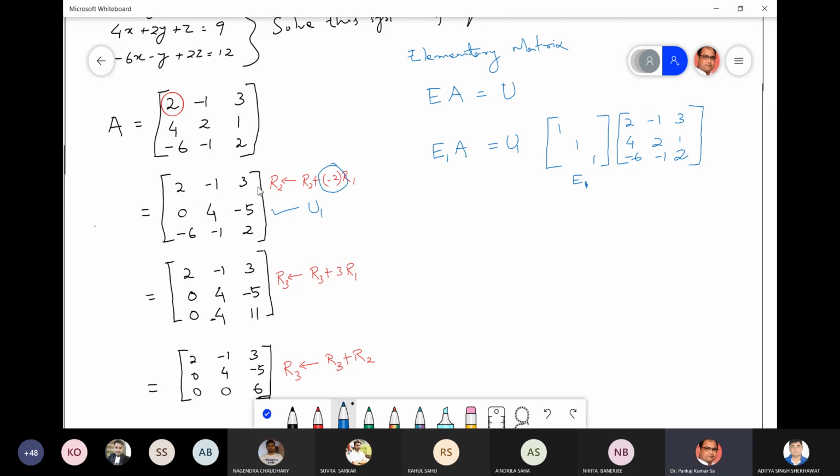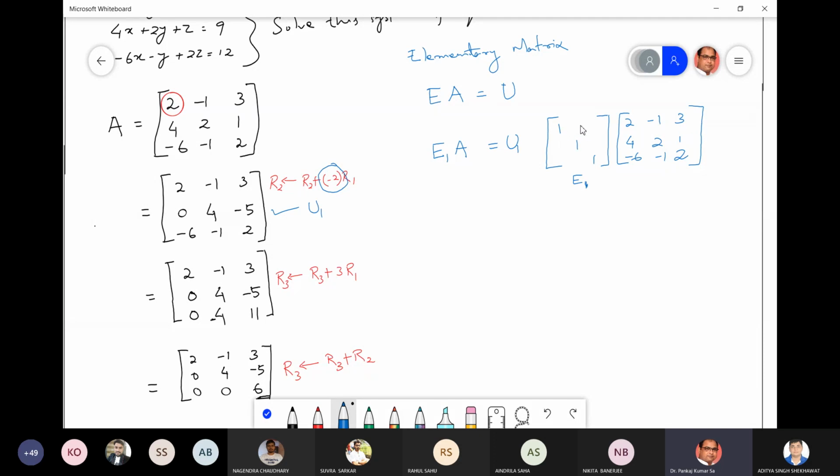Row 1 will not change. Row 1 is 2, minus 1, 3. It's not going to change. How is it not going to change? Because the first row multiplied by the first column gives you the first element. First row multiplied by the second column gives you the second element of the first row, and so on.